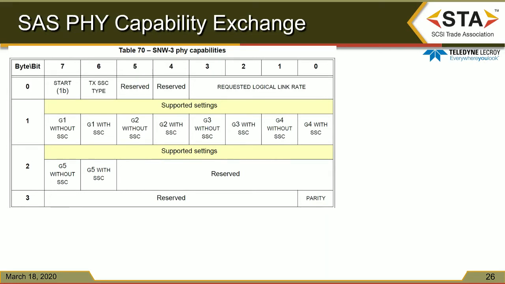The PHY capability message still uses the same format as SAS3. Obviously, Gen 5 signaling is now defined, right? But we're still using COM wake signals to transmit PHY caps. Now, your protocol analyzer should, of course, allow you to capture this exchange, and this is what it looks like in our software. The quickest way to find the PHY capabilities in a trace is to go to the quick search menu.